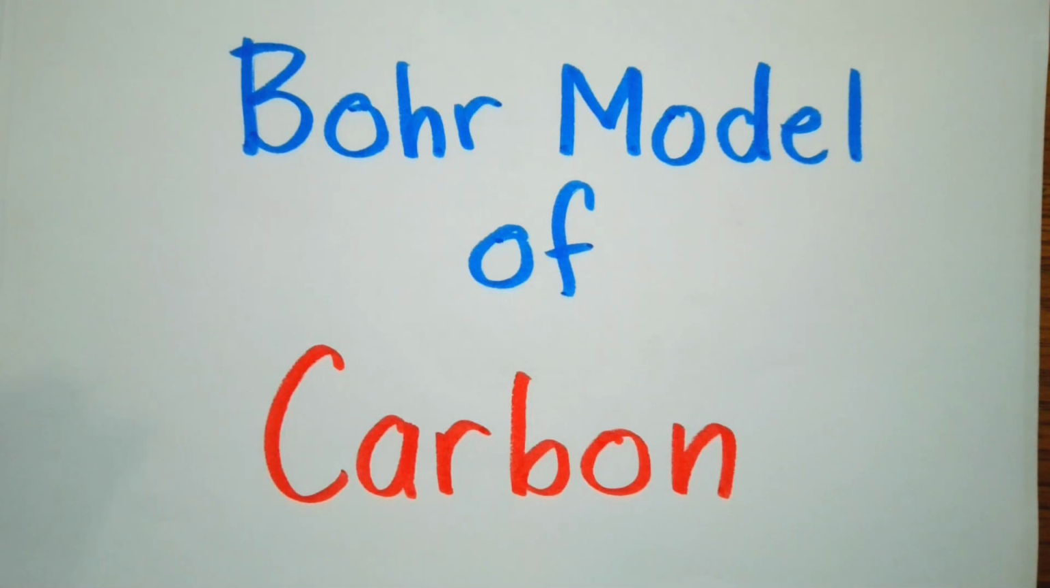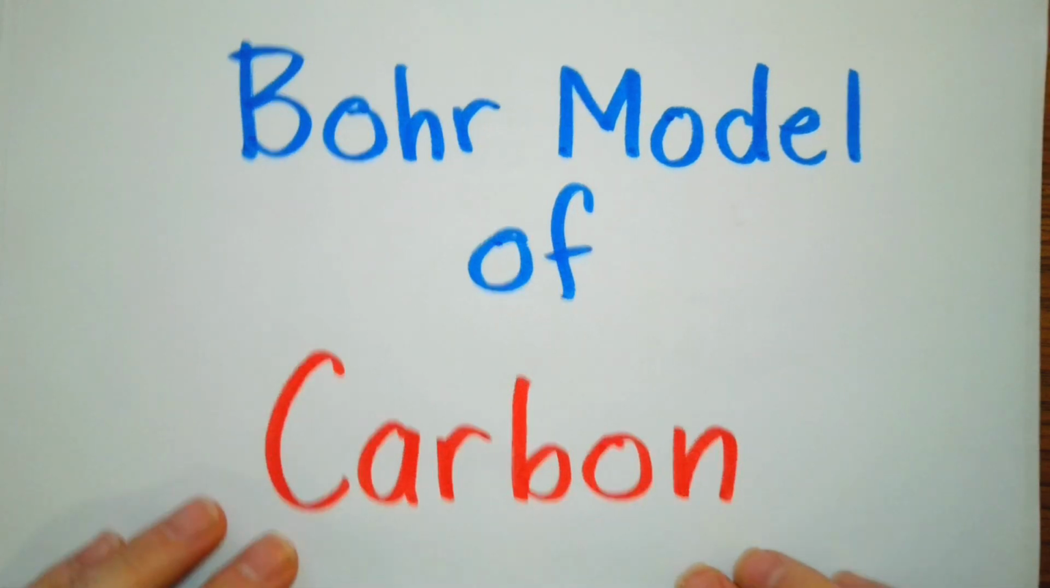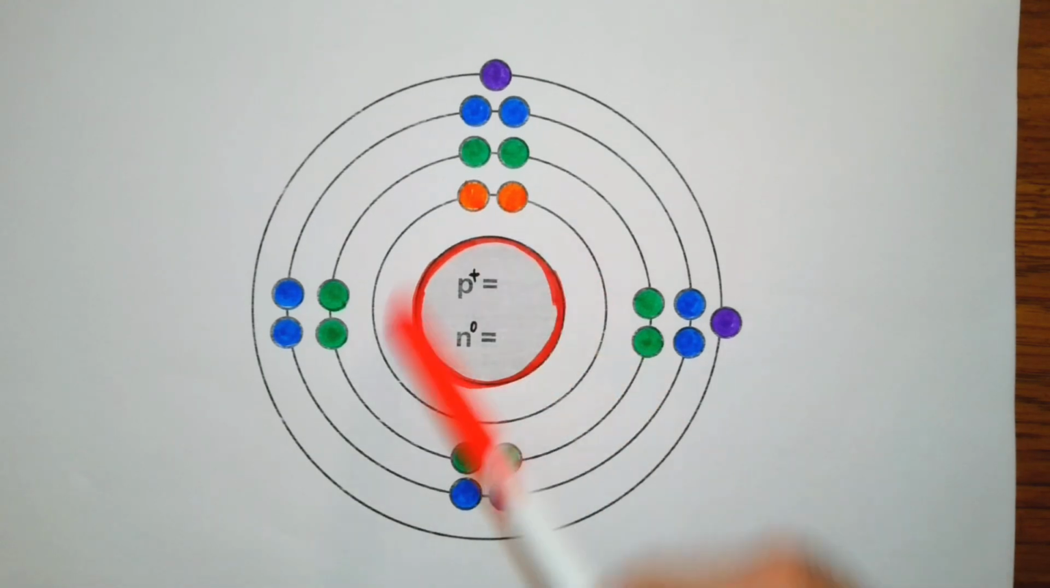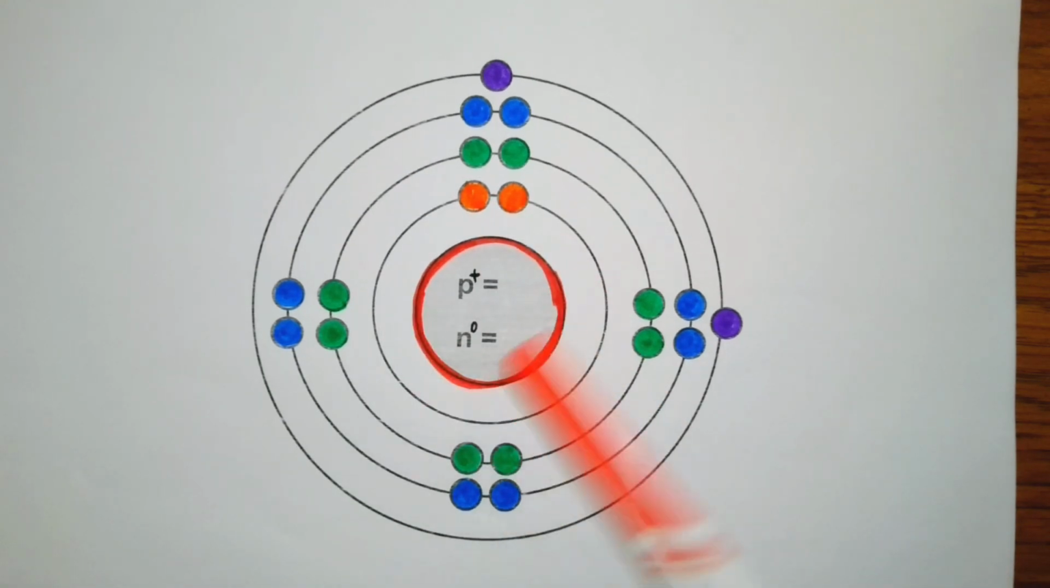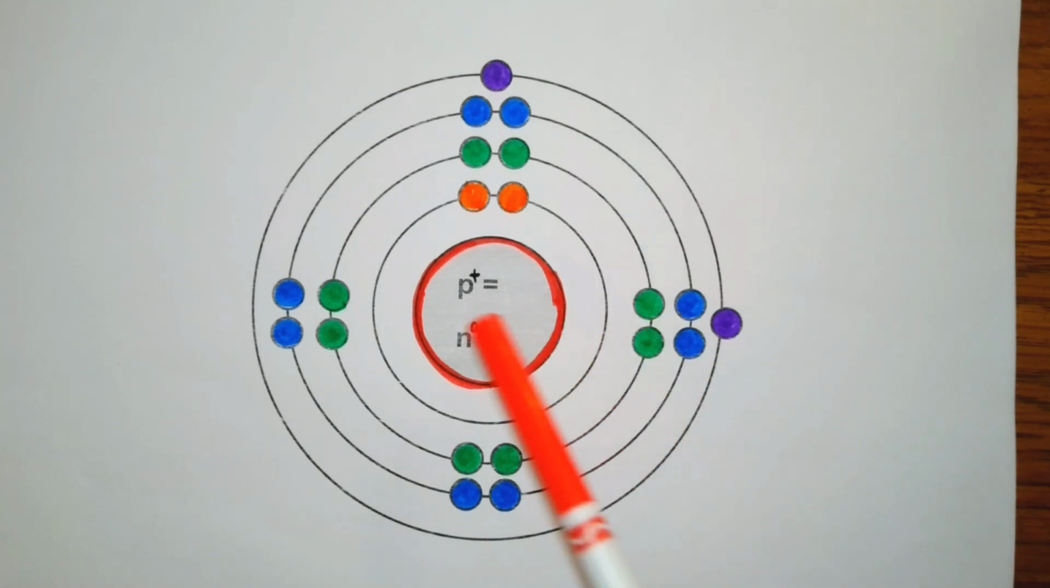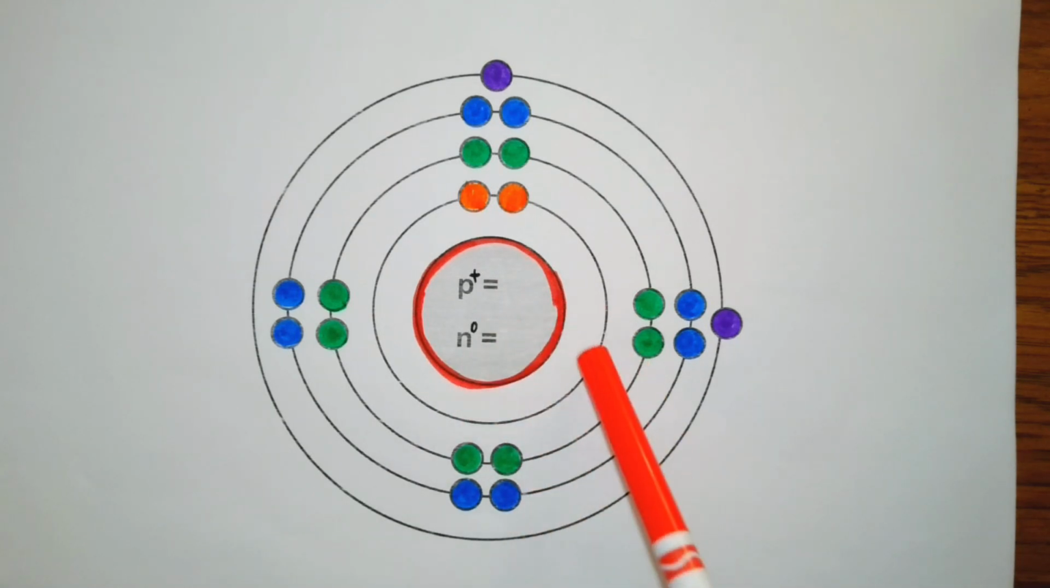In this episode, we are going to do the Bohr model of carbon. So let's get started with a review. When we do Bohr models, we are going to represent the nucleus in the center of the atom, and we are going to have the protons and neutrons labeled there. So P equals the number of protons, N equals the number of neutrons.